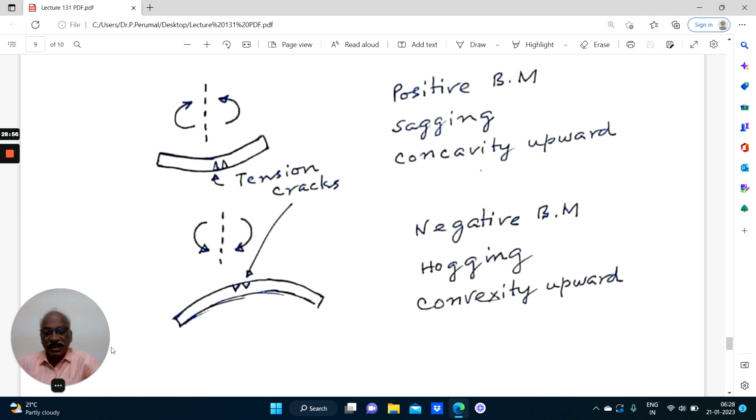Negative bending moment is like this. Hogging bending moment. That is, left anti-clockwise is negative, right clockwise is negative. So these things will be clear when we discuss problems, but knowledge of this is very, very essential. Negative bending moment is hogging bending moment. The convexity will be upwards. Tension will occur on the top.